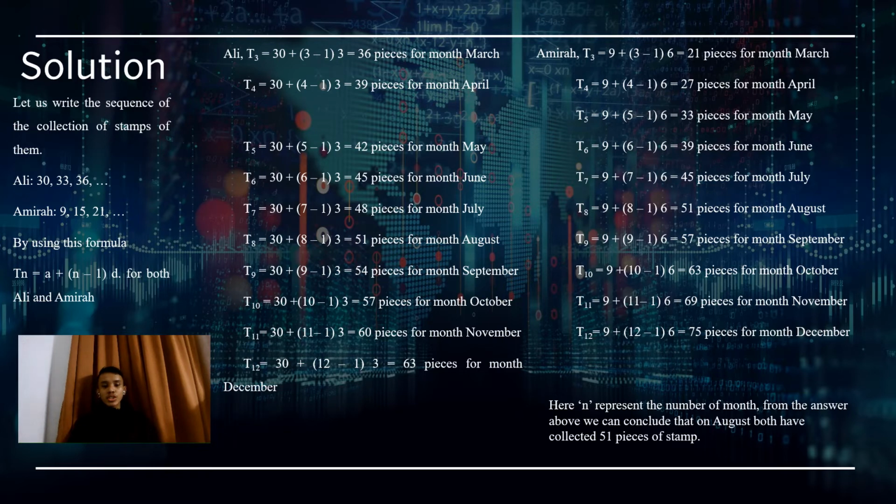Back to the question, the main point of the question is to know at what month their collection is the same and represent the number of months. From the working answer, we can conclude that in August both have collected 51 pieces of stamp. That's all. Thank you.